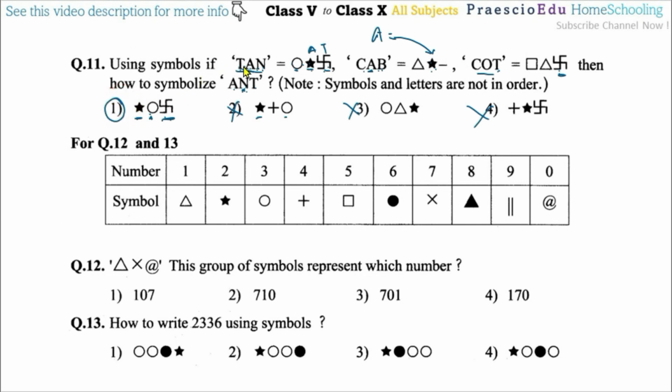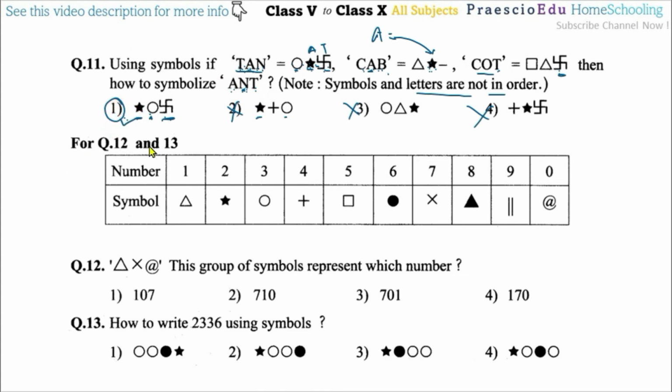Now in this one we have to compare each, because it is mentioned that the order is not in order. Incorrect order means their sequence may be changed. So first of all, as per the comparison between the alphabets and the symbols, the common one here is A, so this is the symbol. Like this we find out all the symbols for A and T. So option number 1 is the correct one.